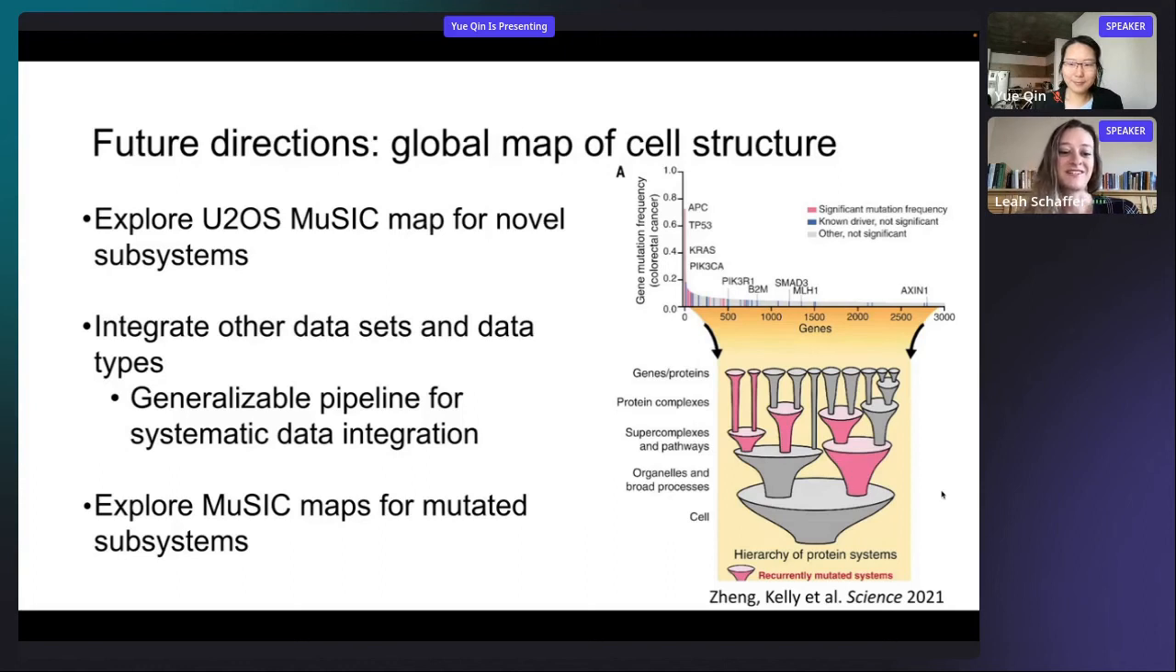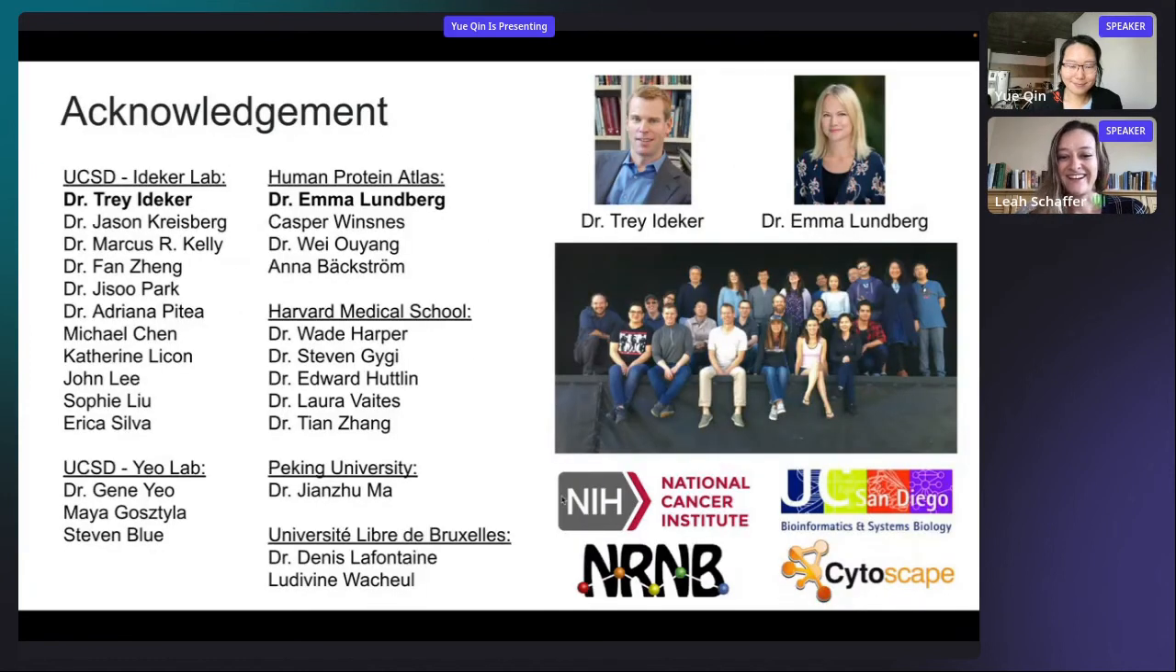Looking forward, we're interested in using these maps to discover novel biology, but also to inform analysis of disease.